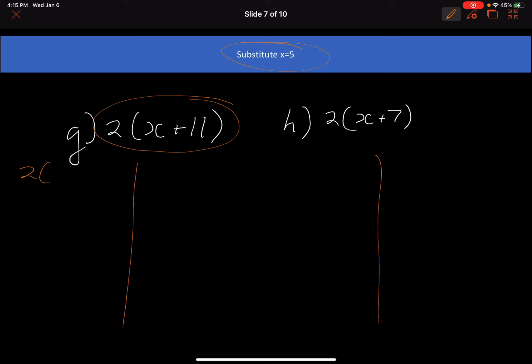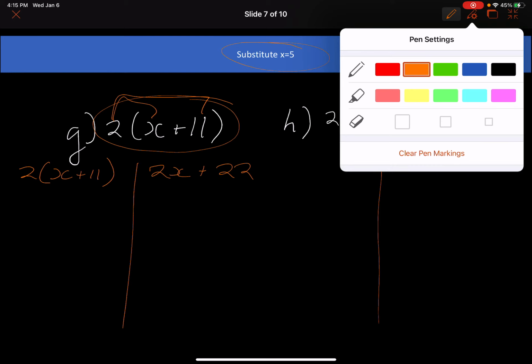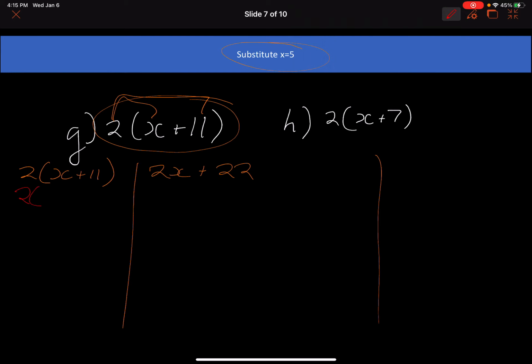Okay, so this is going to stay the same. And then this one is going to be 2x plus 22. Okay, and now I'm going to sub in 5 for x. So I have 2 times the quantity 5 plus 11. Okay, it's inside the bracket, so if I'm following order of operations, this is going to be 16, and then 16 times 2 is going to be equal to 32.